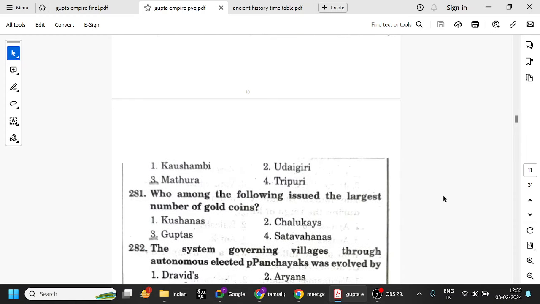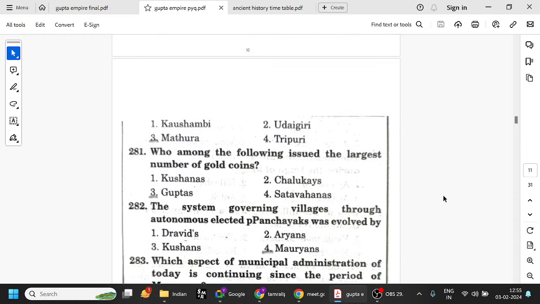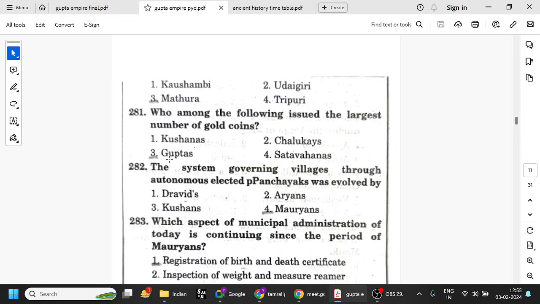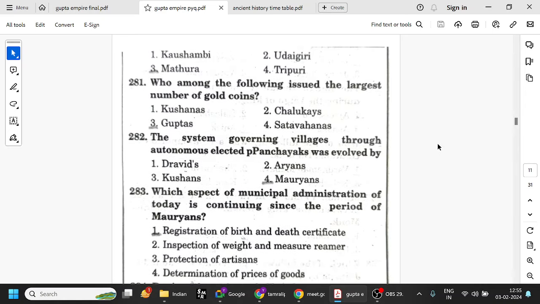Who among the following issued the largest number of gold coins? The Guptas. Purest gold coins, Kushans. Okay, these two things try to remember. Purest gold coins means Kushans, largest number of gold coins means Guptas. Very standard, you have to remember.